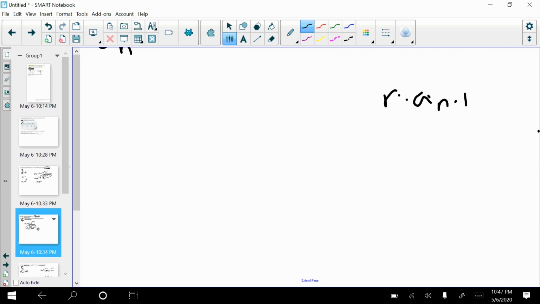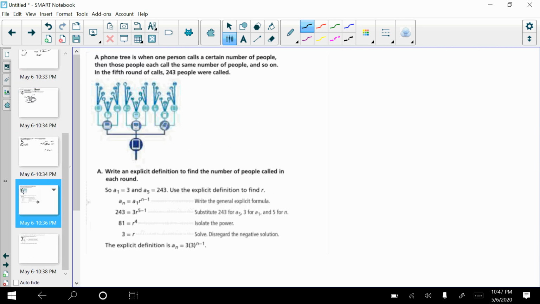So then, if we had a phone tree, and when one person calls a certain number of people, and then those people call the same and so on, in the 5th round, we know how many people there are. So what they want us to do is write an explicit definition to find the number of people called each round. They're telling me A5, after 5 calls, is 243 people. All right, and A1 is going to be 3.